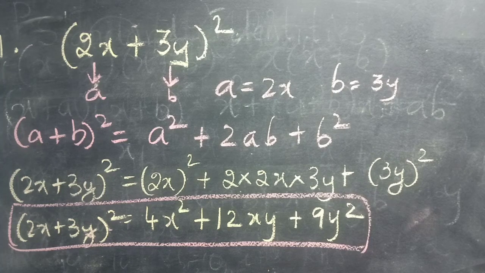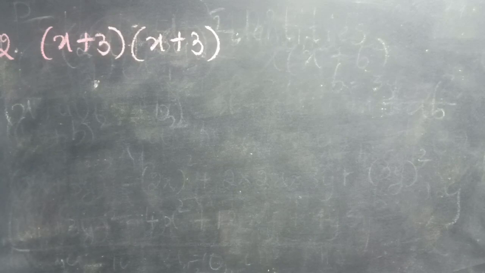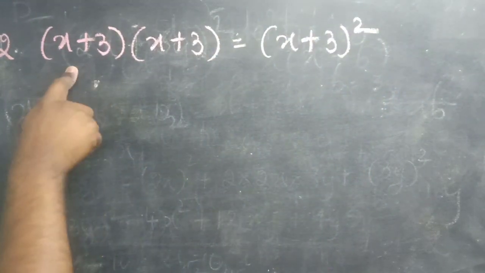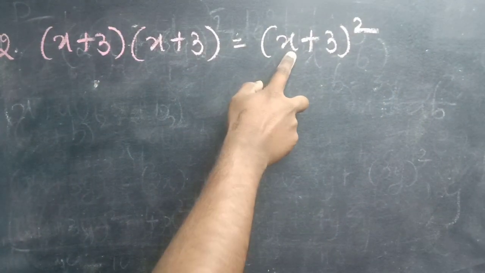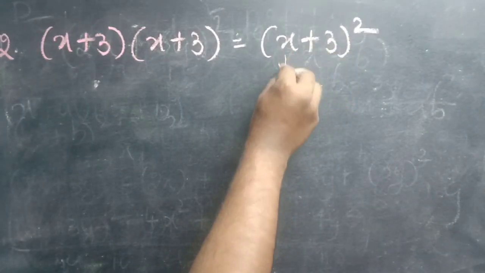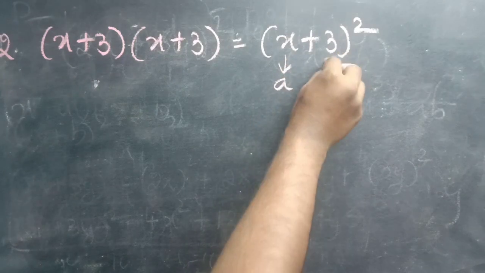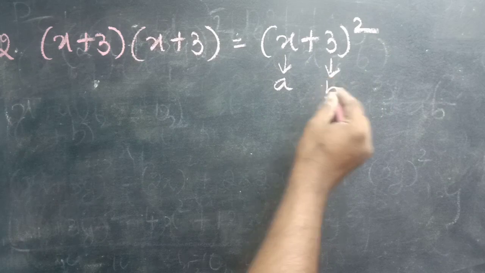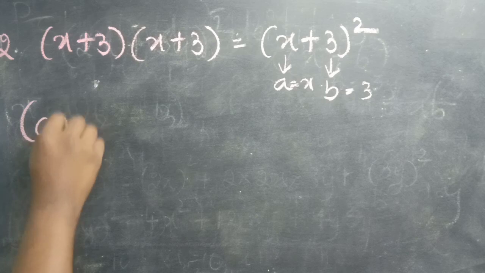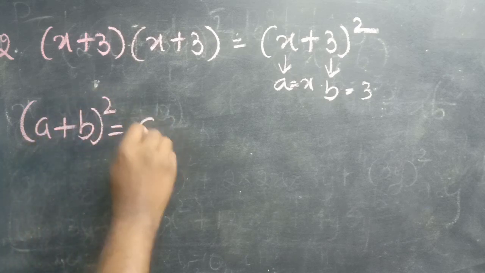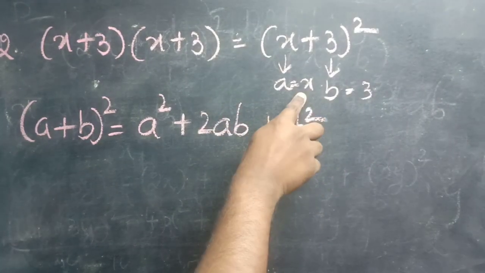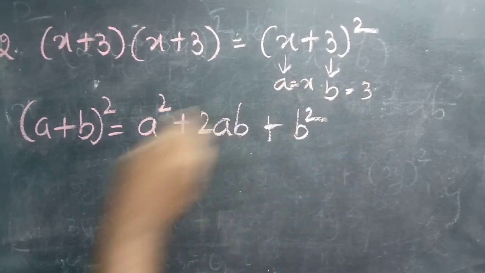Consider example 2. x plus 3 into x plus 3, which can be written as x plus 3 whole square. Now it is of the form of identity 1. In place of a, I have x. In place of b, I have 3. Therefore, a equals x, b equals 3. The identity is a plus b whole square equals a square plus 2ab plus b square. Now in place of a, write x. In place of b, write 3.